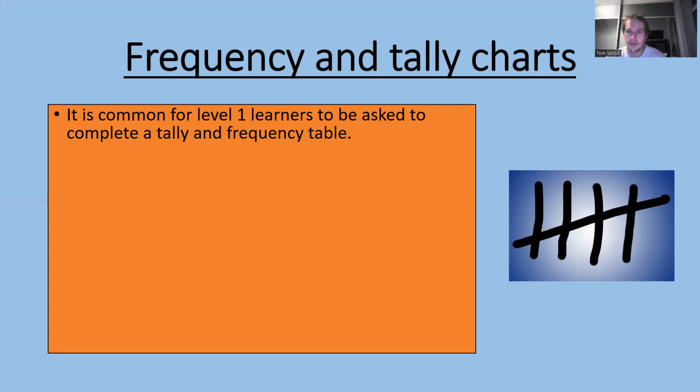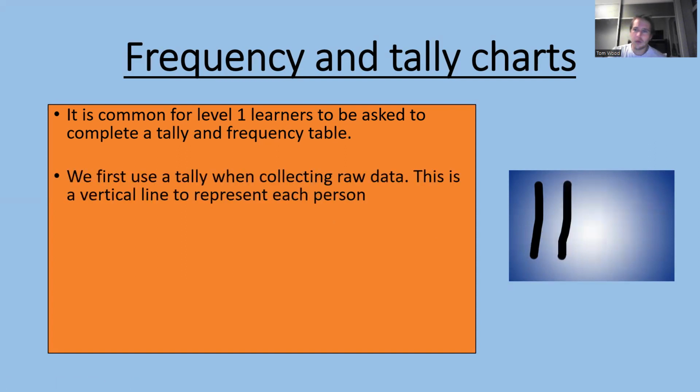Okay, so frequency and tally charts. We've seen them in our previous session. The idea with this is basically it's how you would collect raw data. If you were in a position where you needed to find something out and you were doing some research, first of all, you would collect a tally. It'd probably be more of a tally on an electronic device now as opposed to a bit of paper, but whatever it might be.